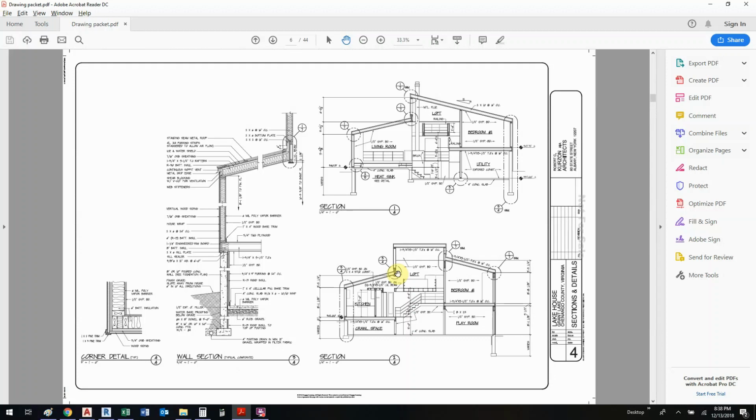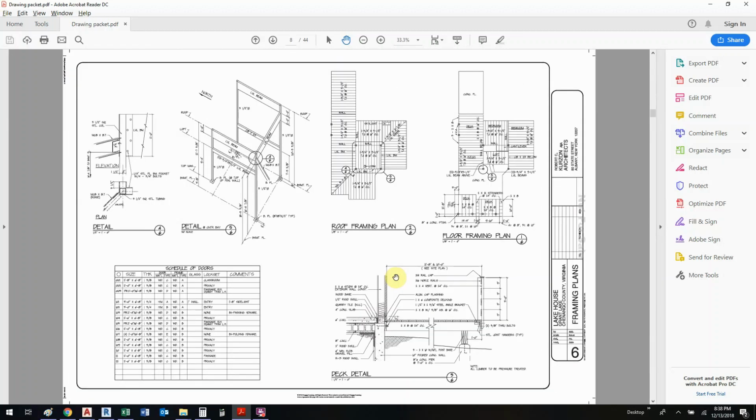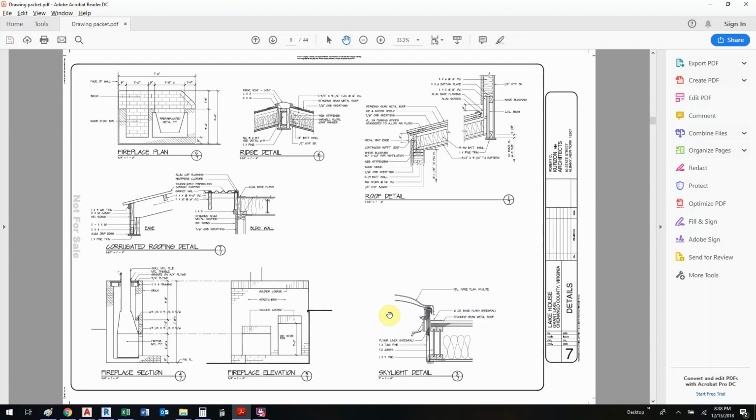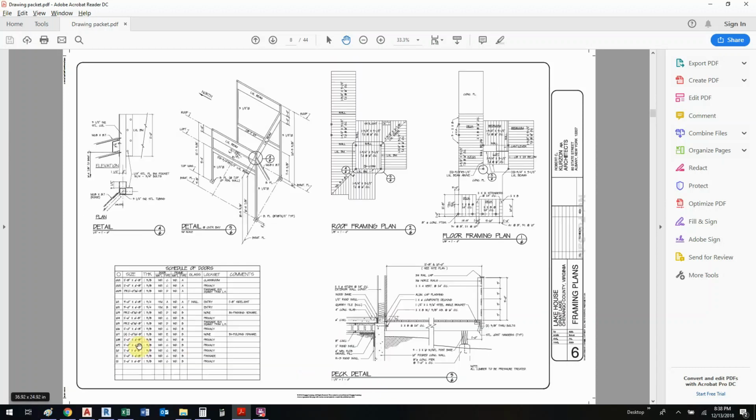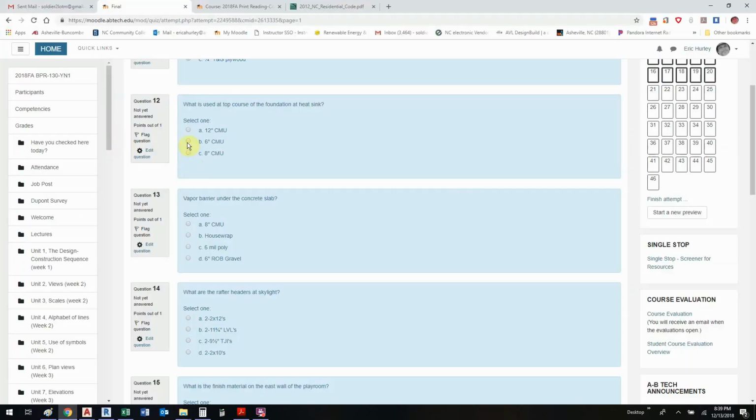What was that other one that I said? Something 6. 4, 7. So we'll go down here to 4, 7. 4, 7 is this one here. That's not it. So, oh, here. So even though this is the deck detail, here is the heat sink, and you'll see that the top course on this wall here is a 6-inch CMU. So 6-inch CMU is your correct answer there.